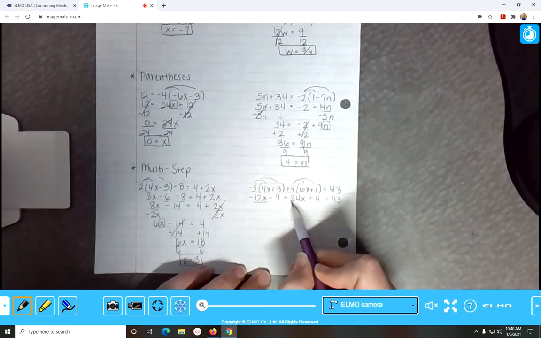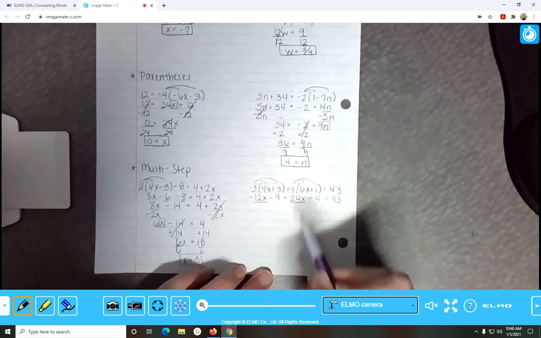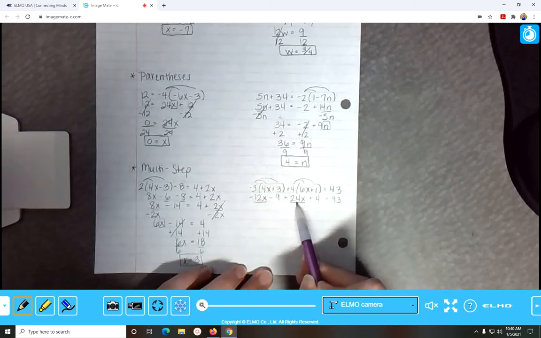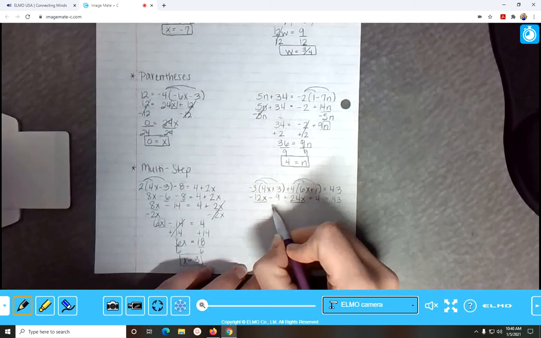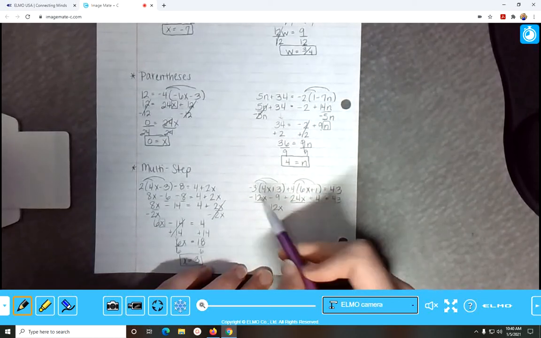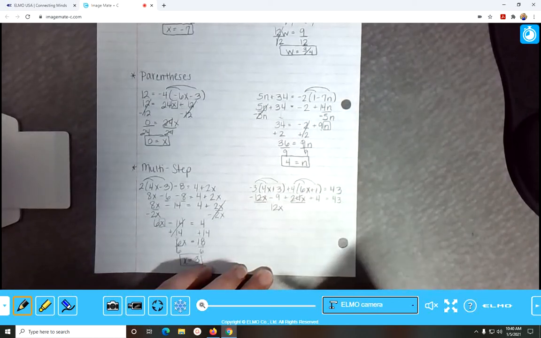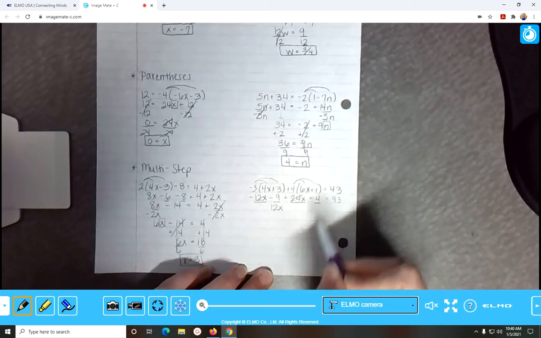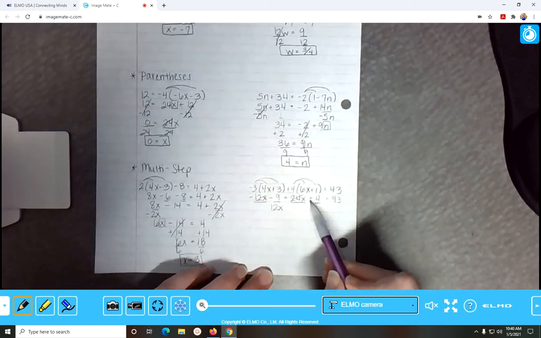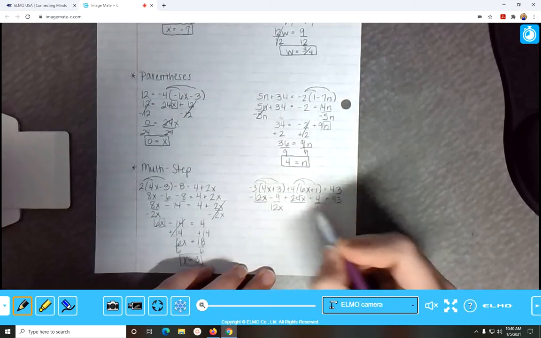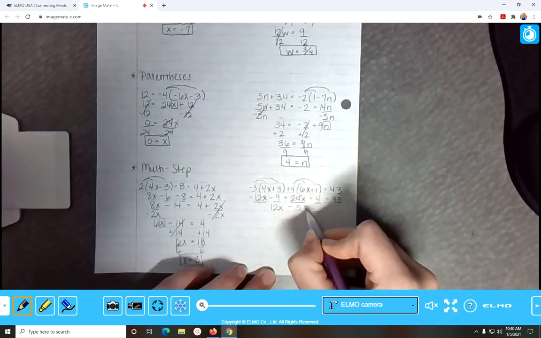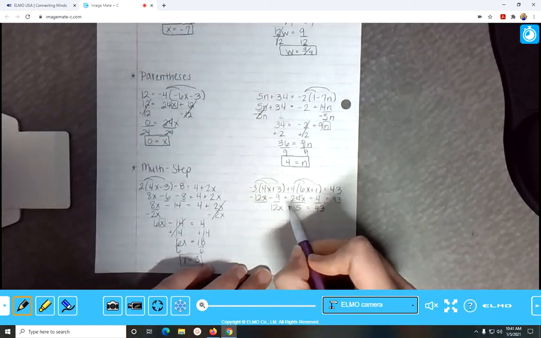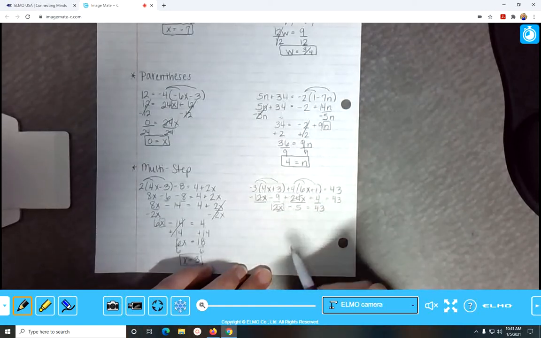The -12x and the 24x are like terms. We combine those, -12 and +24, that gives us +12. So +12x takes care of these two terms. And then we also need to combine the -9 and the +4. -9 plus 4 is -5. So 12x minus 5 equals 43.